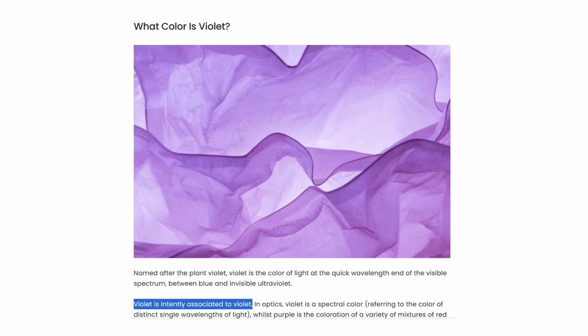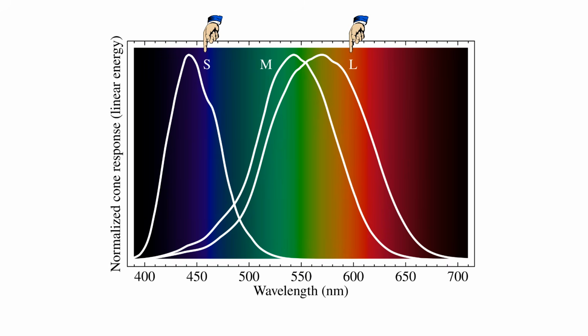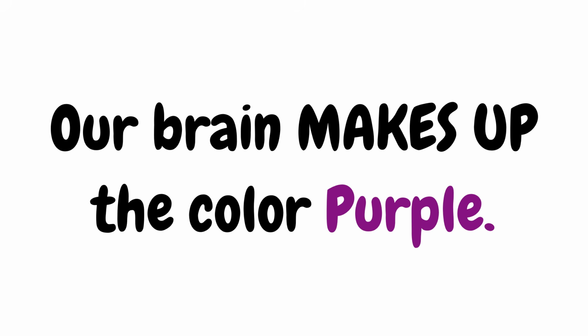Violet is intently associated to violet. Makes perfect sense to me. Going back on topic, we only perceive purple as such since there is no wavelength of light for purple. Instead, we perceive it only when the short and long cones pick up a signal from pure red and pure blue light. In other words, our brain literally makes up the color purple.